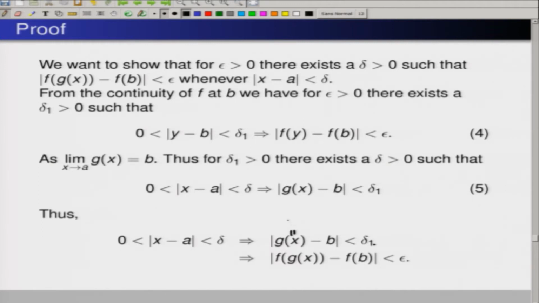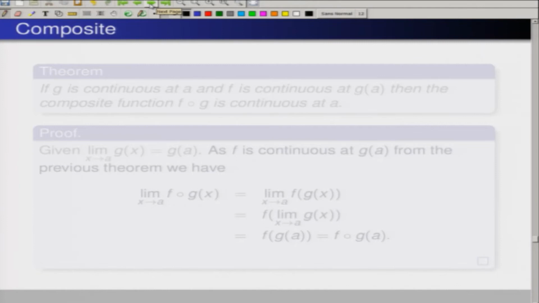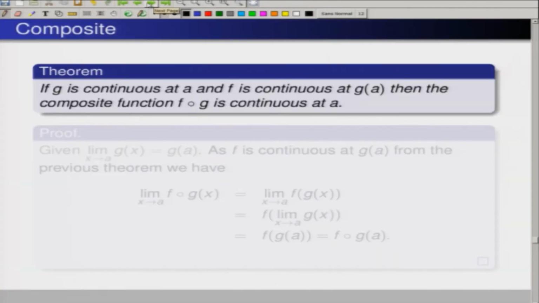Now, I take g of x to be equal to y. Therefore, |y - b| less than delta 1 will imply |f(y) - f(b)|, which is |f(g(x)) - f(b)|, is less than epsilon. That is what we wanted to prove. Okay, so then the proof is easy for the composition function.